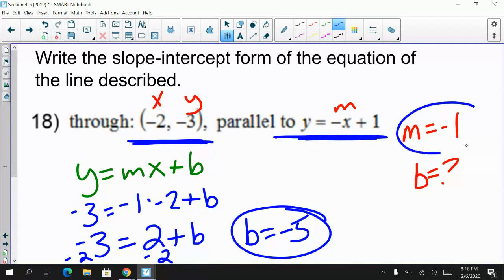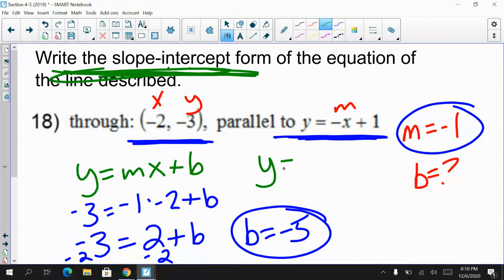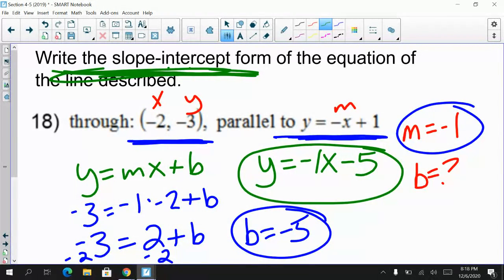So I have b, I have m. I want to write an equation in slope-intercept form. So I have y equals -1x, or just -x, minus 5. And that's my final answer.